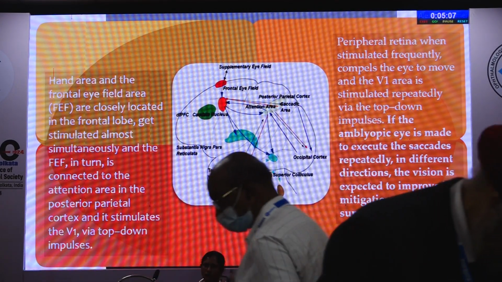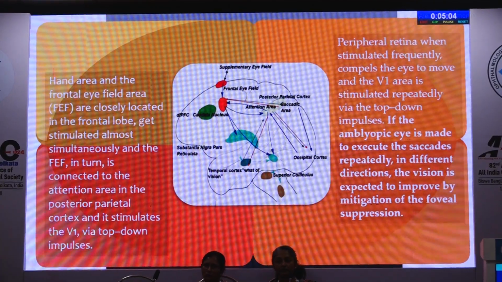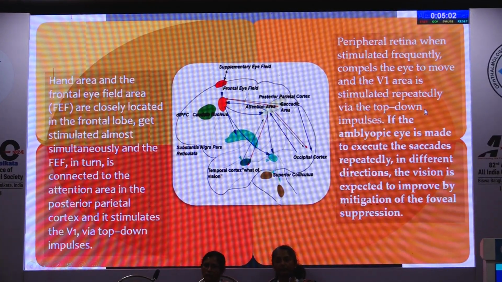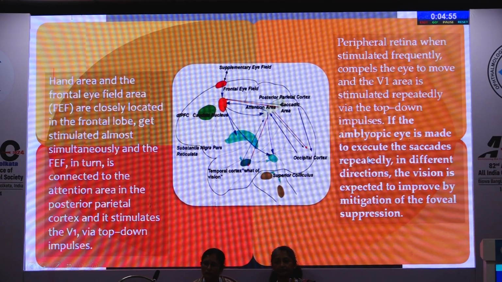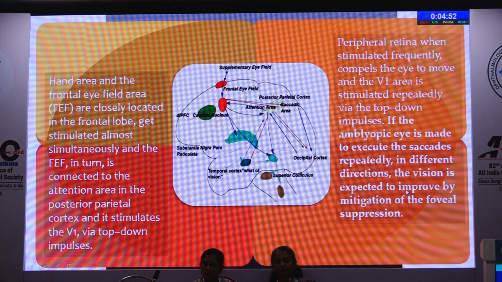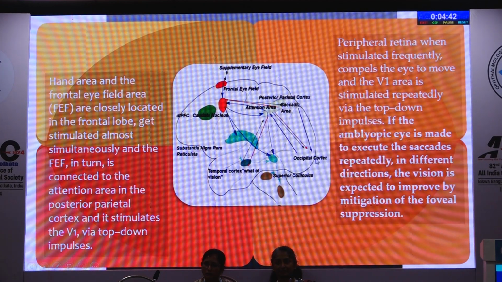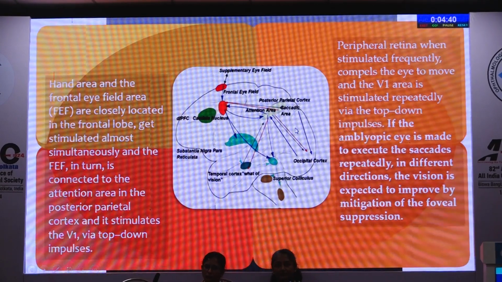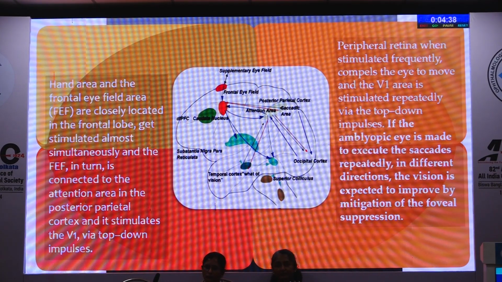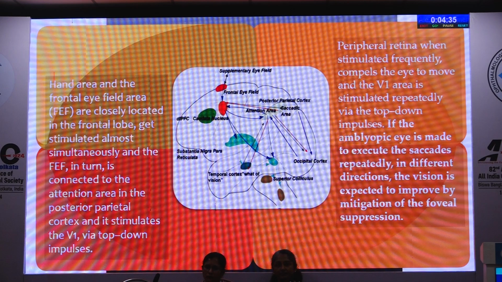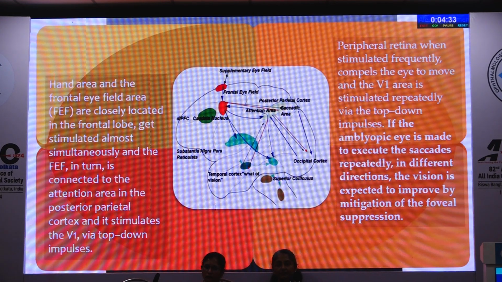So basically what happens in this machine is there are flickering lights seen in the periphery of the visual field, and when the patient moves his eyes to fix on that, a saccade is generated. When the saccades are repeatedly generated, the amblyopic eye is made to execute these saccades repeatedly and in different directions. So via the firing of all of these areas on both sides of the brain, there is an increase in impulses to the cortex area and the visual association areas, and this is said to overcome the foveal suppression and improve the vision and also binocularity, because it's happening on both sides.